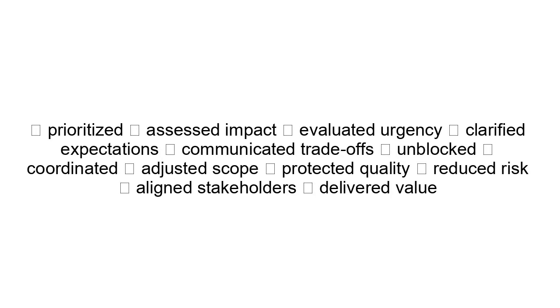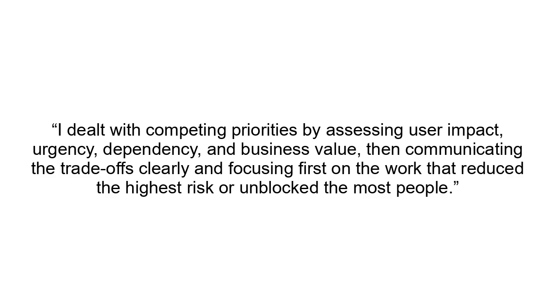Strong words to use in your answer. You can use words like prioritized, assessed impact, evaluated urgency, clarified expectations, communicated trade-offs, unblocked, coordinated, adjusted scope, protected quality, reduced risk, aligned stakeholders, delivered value. Example: I dealt with competing priorities by assessing user impact, urgency, dependency, and business value, then communicating the trade-offs clearly, and focusing first on the work that reduced the highest risk or unblocked the most people.